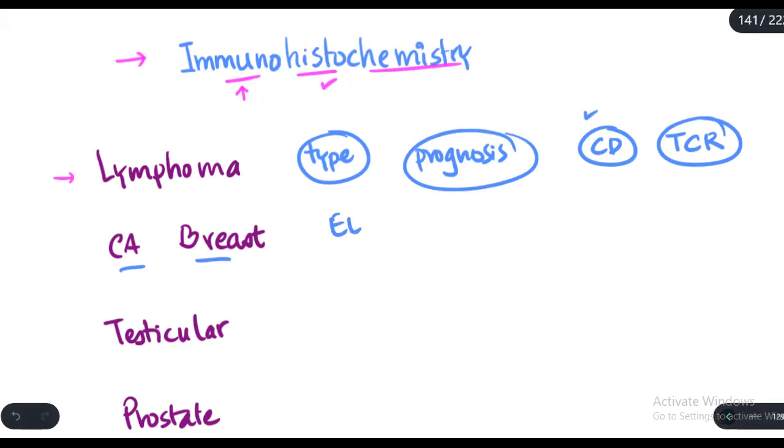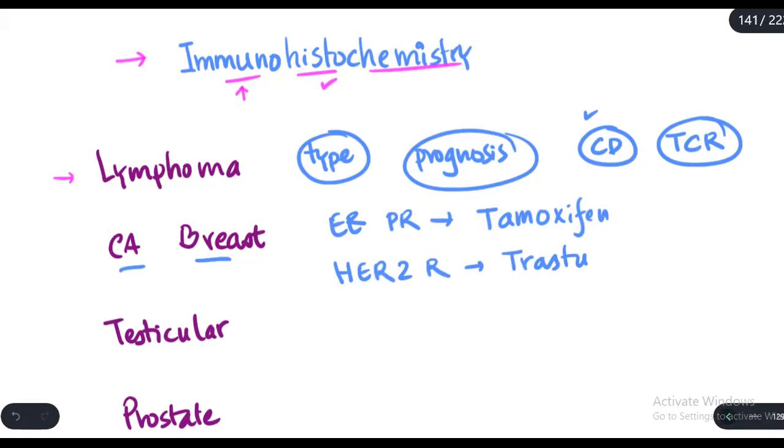We initially use ER/PR, estrogen progesterone receptor. If the patient has an ER/PR positive breast cancer, then the patient will probably respond to estrogen progesterone blocking drugs, such as tamoxifen. If the patient has a HER2-neu positive tumor, HER2 receptor, then this patient will respond to Herceptin, also known as trastuzumab. Trastuzumab is a monoclonal antibody that binds or blocks the HER2 receptor.